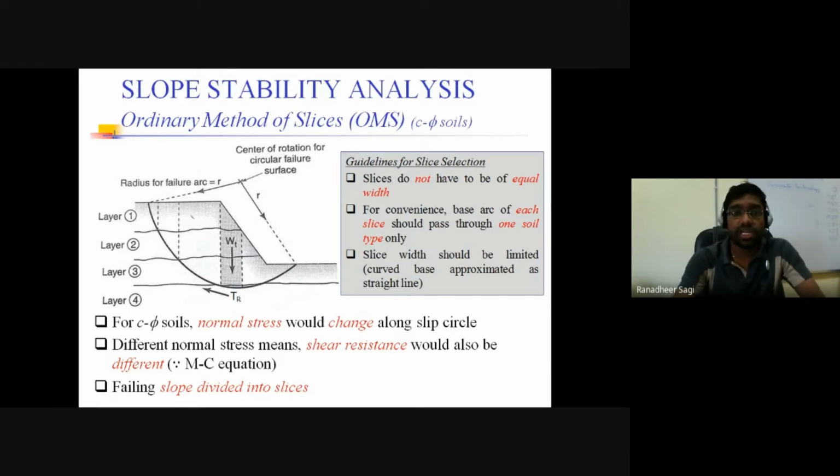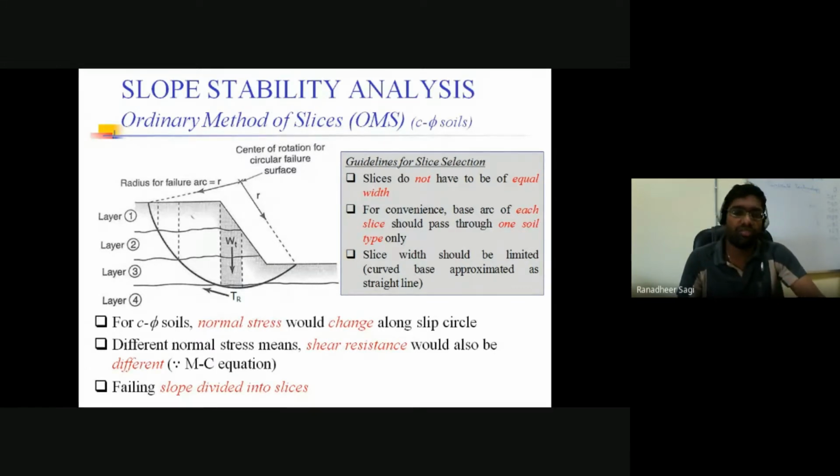Next, in today's class, we'll start talking about how to analyze a given slope based on what is called the ordinary method of slices. Earlier, when we said the finite slope is undergoing failure, we said the part of the finite slope, or the region of the slope which is trying to undergo the failure, is considered as a single unit. So that complete soil medium is considered to be acting like a single unit. And we have seen how that single unit is trying to undergo the displacement, or sliding rather.